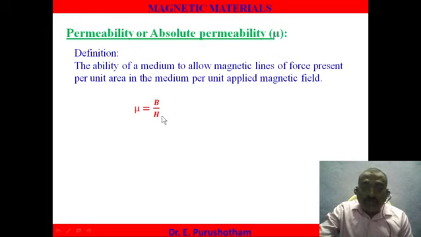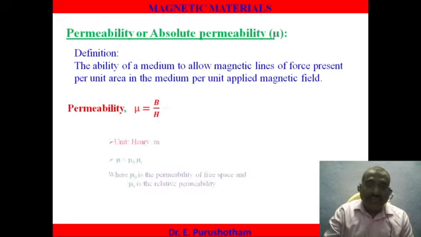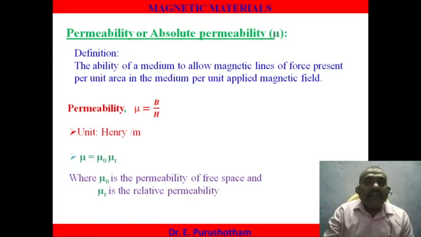So mu is equal to B by H, or a simple definition: the ratio between magnetic flux density and magnetic field intensity is called permeability. So that is the permeability, mu is equal to B by H. The unit is Henry per meter. Permeability is equal to mu naught into mu r, where mu naught is the permeability of free space, and mu r is the relative permeability.